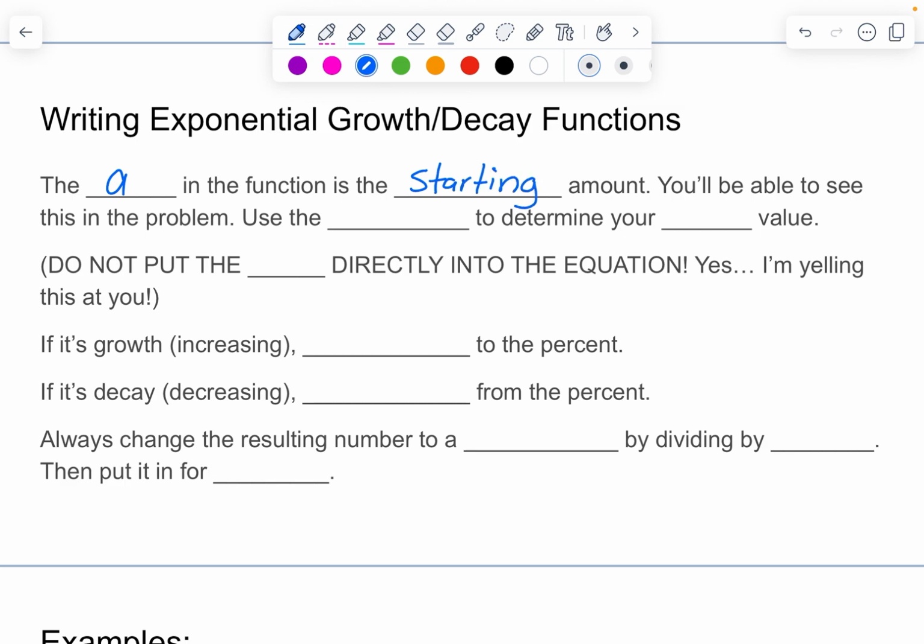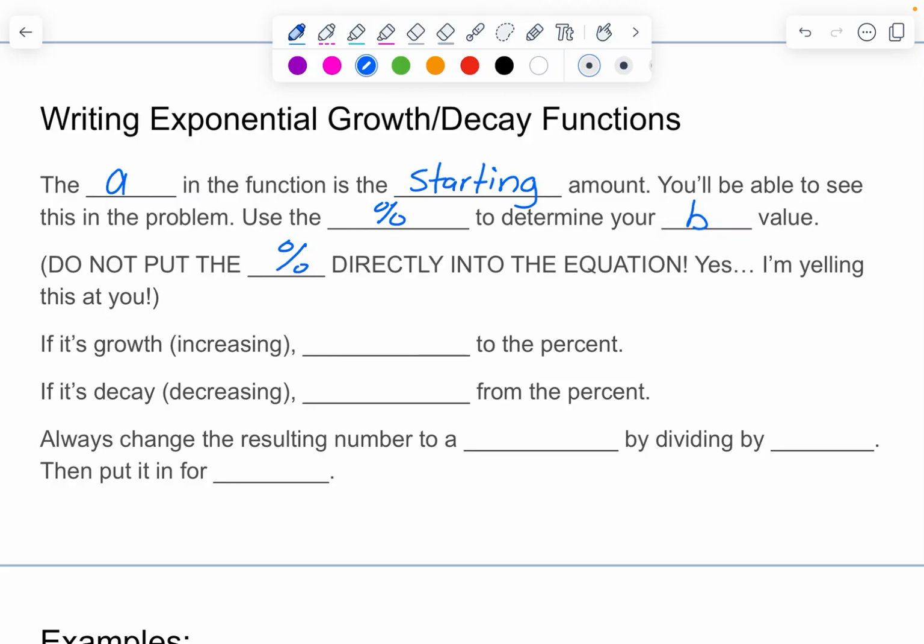You're going to be able to see that in the problem. It's going to say this started out being worth this. Use the percent to determine the b. Do not put the percent directly in the problem. And yes, I'm yelling that at you. It's in all caps for a reason. Do not put the percent directly into the equation. You will be wrong every single time.